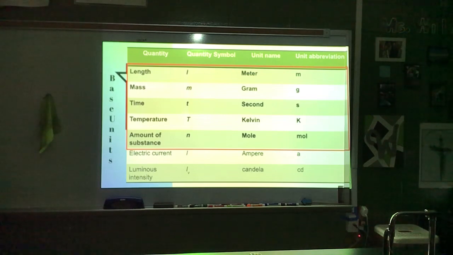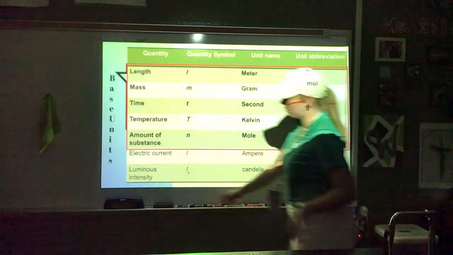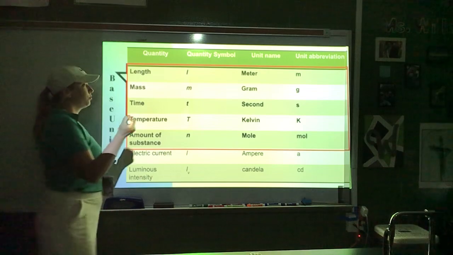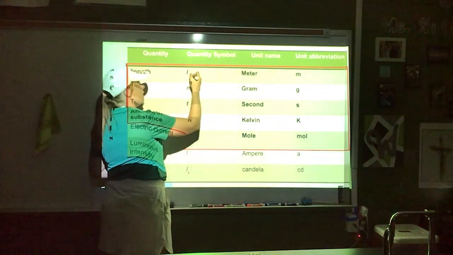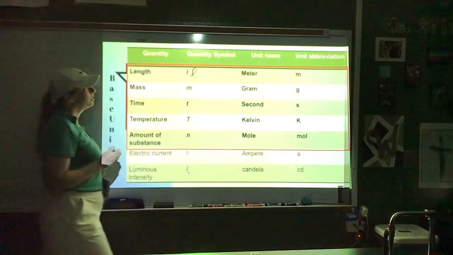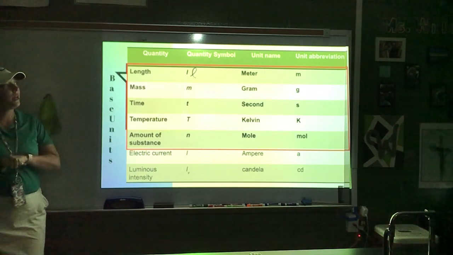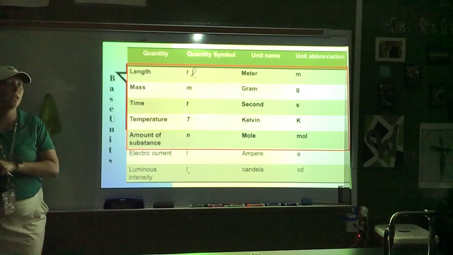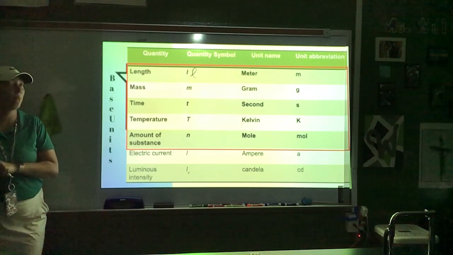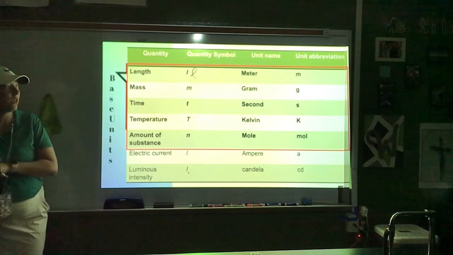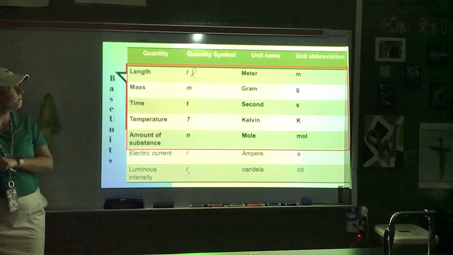Okay, so these are our base units. Our base units are length. I would make sure you fill these in on your chart in your packet. So for length, we always draw these in cursive, so this will be a cursive L representing length. We always measure it in meters, and the unit abbreviation is a lowercase m. That is very important. So make sure you always have those unit abbreviations in there.